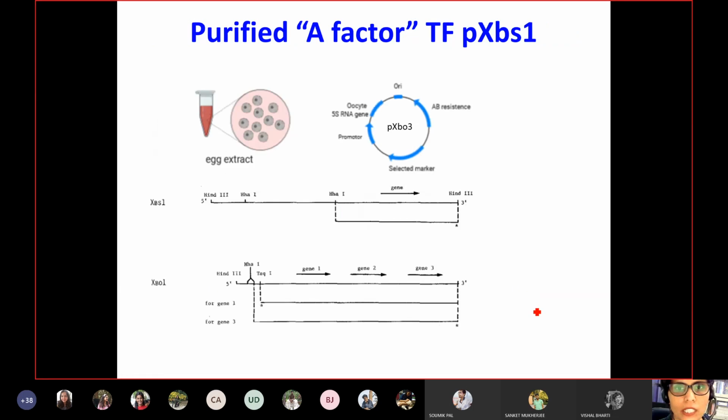For that reason, this time they cloned the somatic cell 5S RNA gene, and then they prepared a plasmid harboring this 5S RNA gene from somatic cells, and again they did a complementation assay with the egg extract. As a control they also took tRNA. So here they took tRNA and then they performed similar kinds of assays.